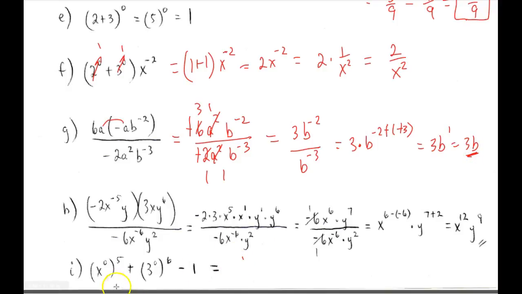And then our last example, anything raised to the 0 power is 1. So we just have 1 raised to the power of 5 plus 1 raised to the power of 6 minus 1. 1 raised to anything is just 1. So we end up just having 1 as our answer. And thus this concludes the video on exponential rule basics.